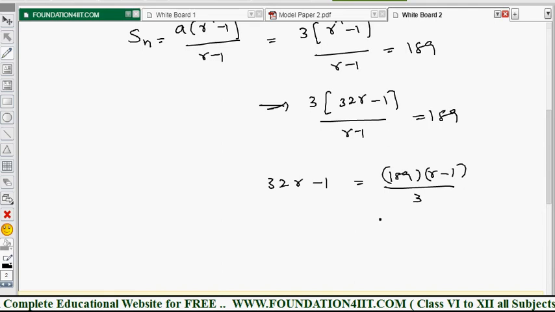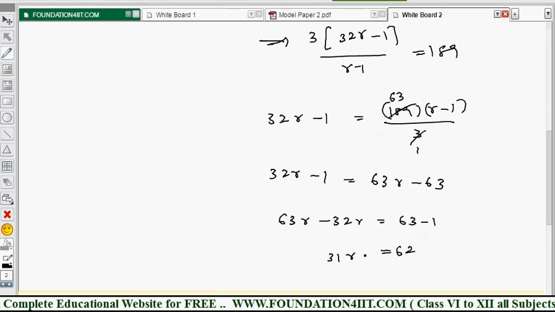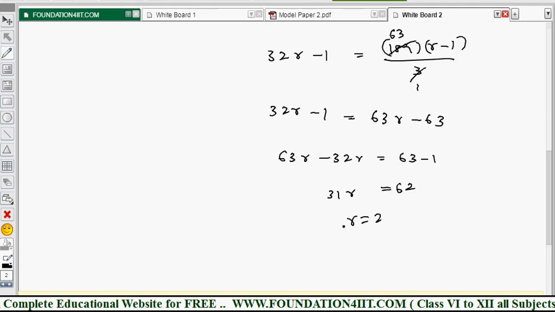You can take divide by 3. You can cancel, 3 ones are 3, and 63. Okay. Then just simplify this. So 32R minus 1 is equal to 63R minus 63. Take the R terms one side. So 63R minus 32R is equal to 63 minus 1. So that is 62. 63 minus 32 is 31. 31R is 62. Then R is equal to 2. So the common ratio is 2.